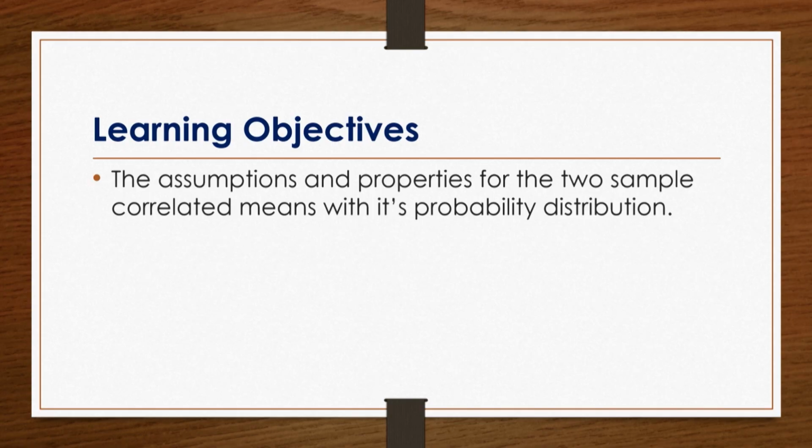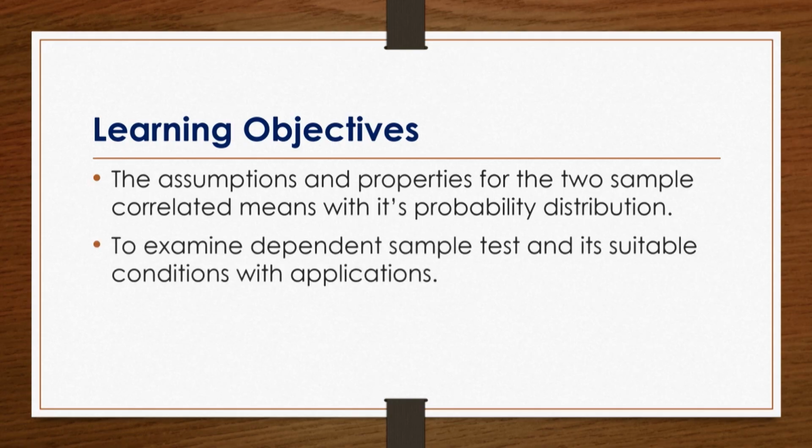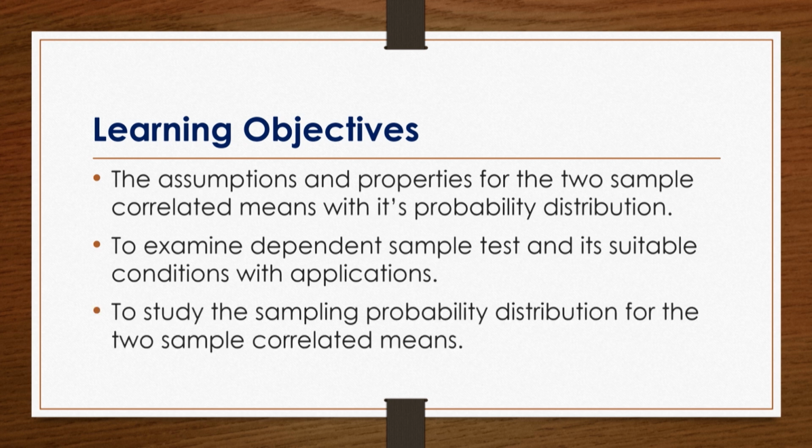What are you going to learn in this lesson? Let us look at the learning objectives. Learning objectives: the assumptions and properties for the two sample correlated means with its probability distribution, to examine the dependent sample test and its suitable conditions with applications, and to study the sampling probability distribution for the two sample correlated means.